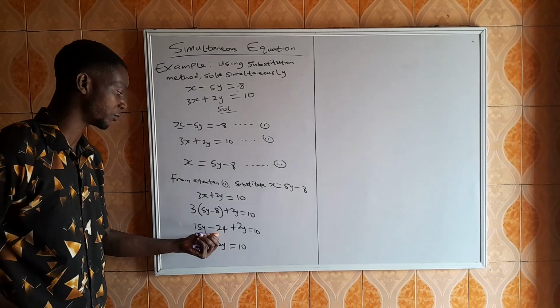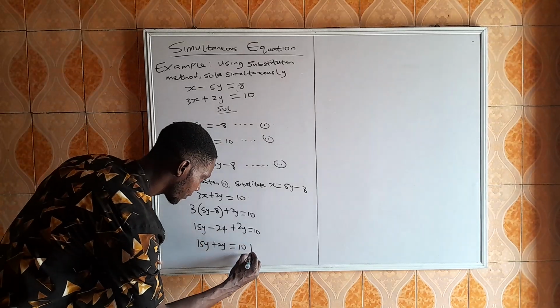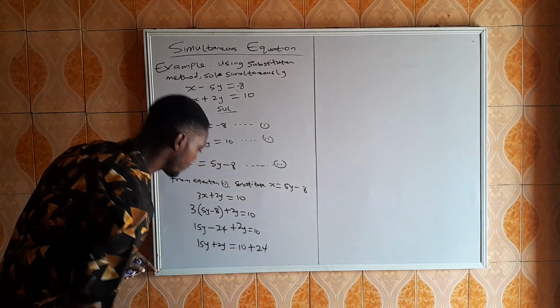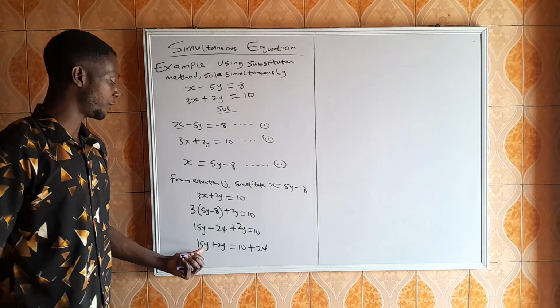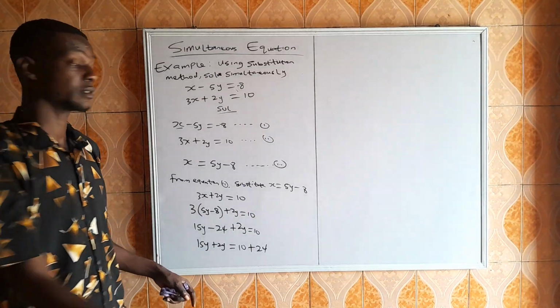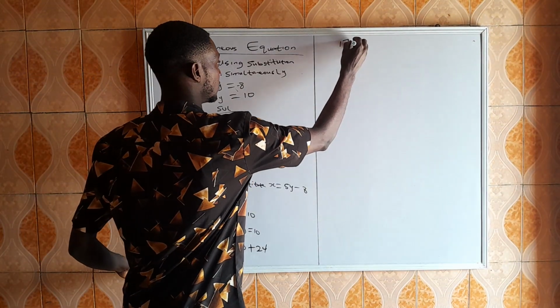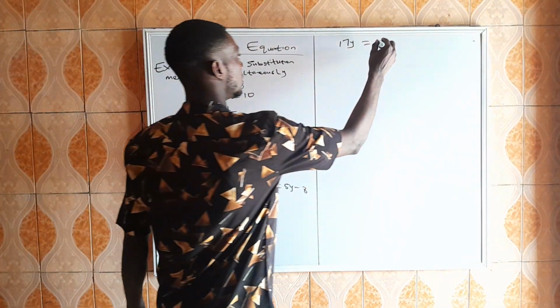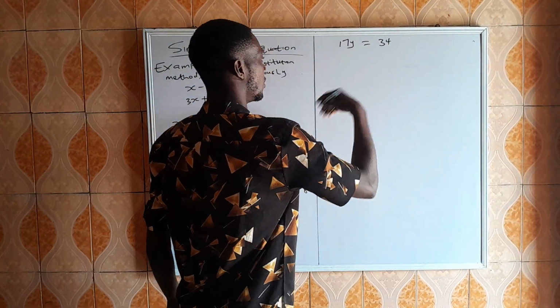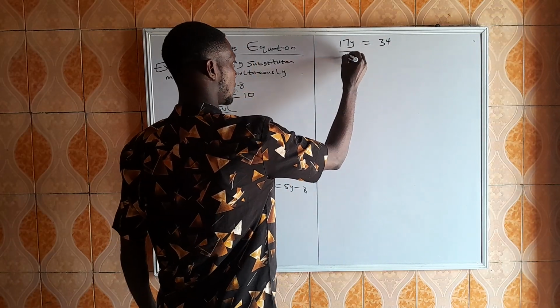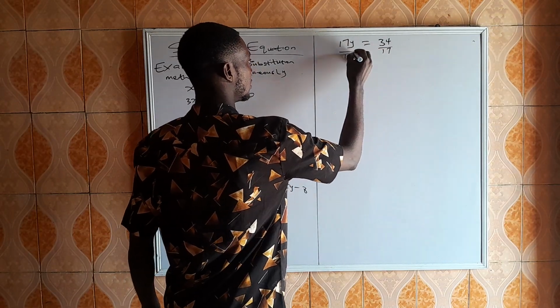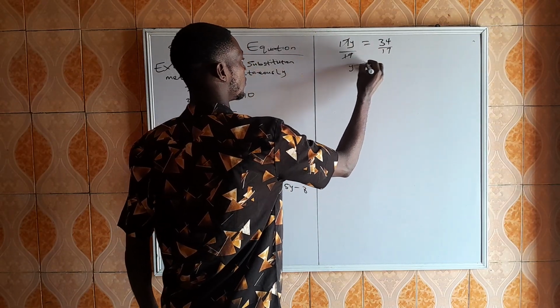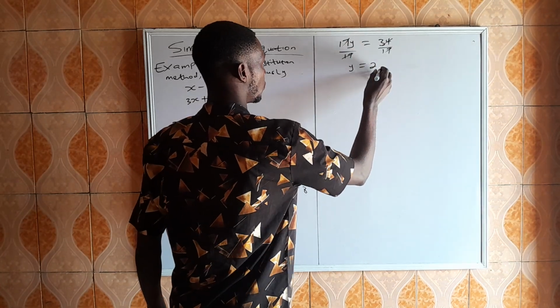Now when you move minus 24 to the other side, it becomes what? Plus 24. So from there, you have 15y plus 2y, that will be 17y. Then 10 plus 24 gives you 34. To find the value of y, you divide both sides by 17, and your y will be equal to 2. So y equals 2.